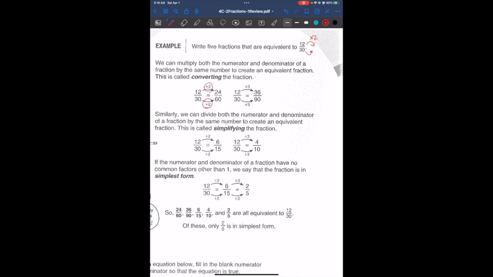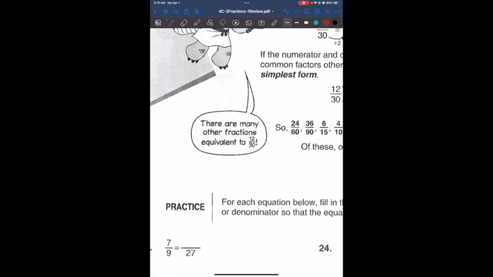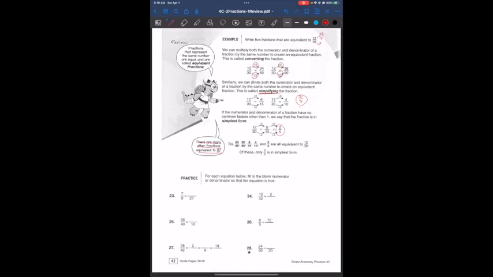So multiplied by 2, 24 over 60, multiplied by 3, 36 over 90. It's going to give you the same thing because when we simplify, it's eventually going to give us 2 over 5 in total. So everything is going to be simplified into 2 over 5. And so there are many other fractions equivalent to 12 over 30.